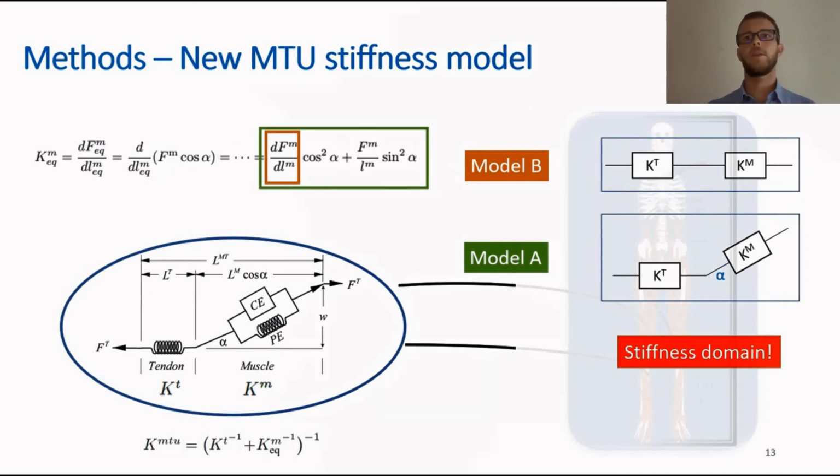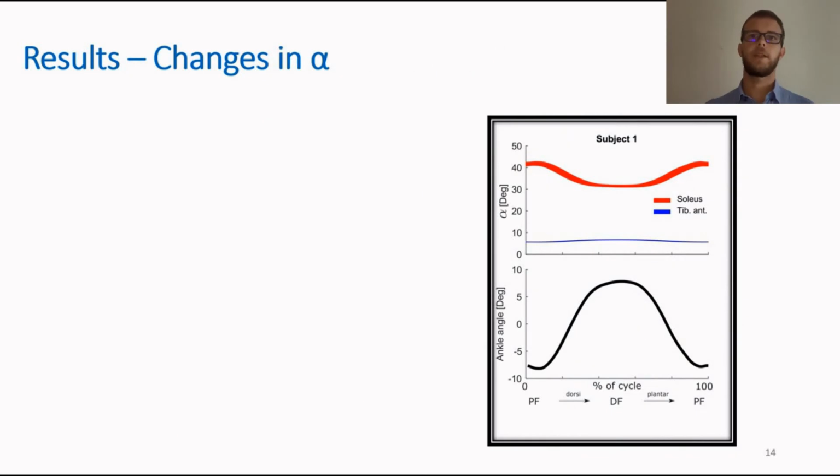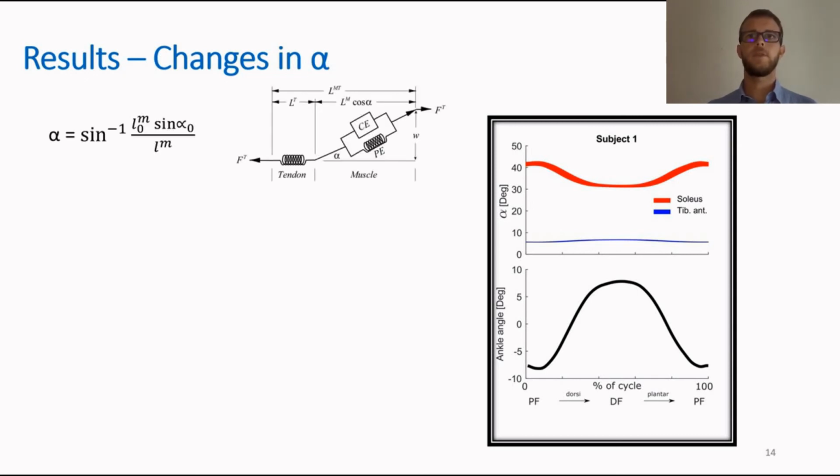Here we show how the pennation angle of the tibialis anterior and the soleus, a dorsiflexor and a plantar flexor respectively, changed across the cycle of plantar dorsiflexion. In the bottom plot, you can see the joint angle across the cycle. This ranges from approximately -7.5 to 7.5 degrees. The model computes the instantaneous pennation angle from an initial pennation angle at optimal fiber length, a value obtained from cadavers, and the current fiber length.